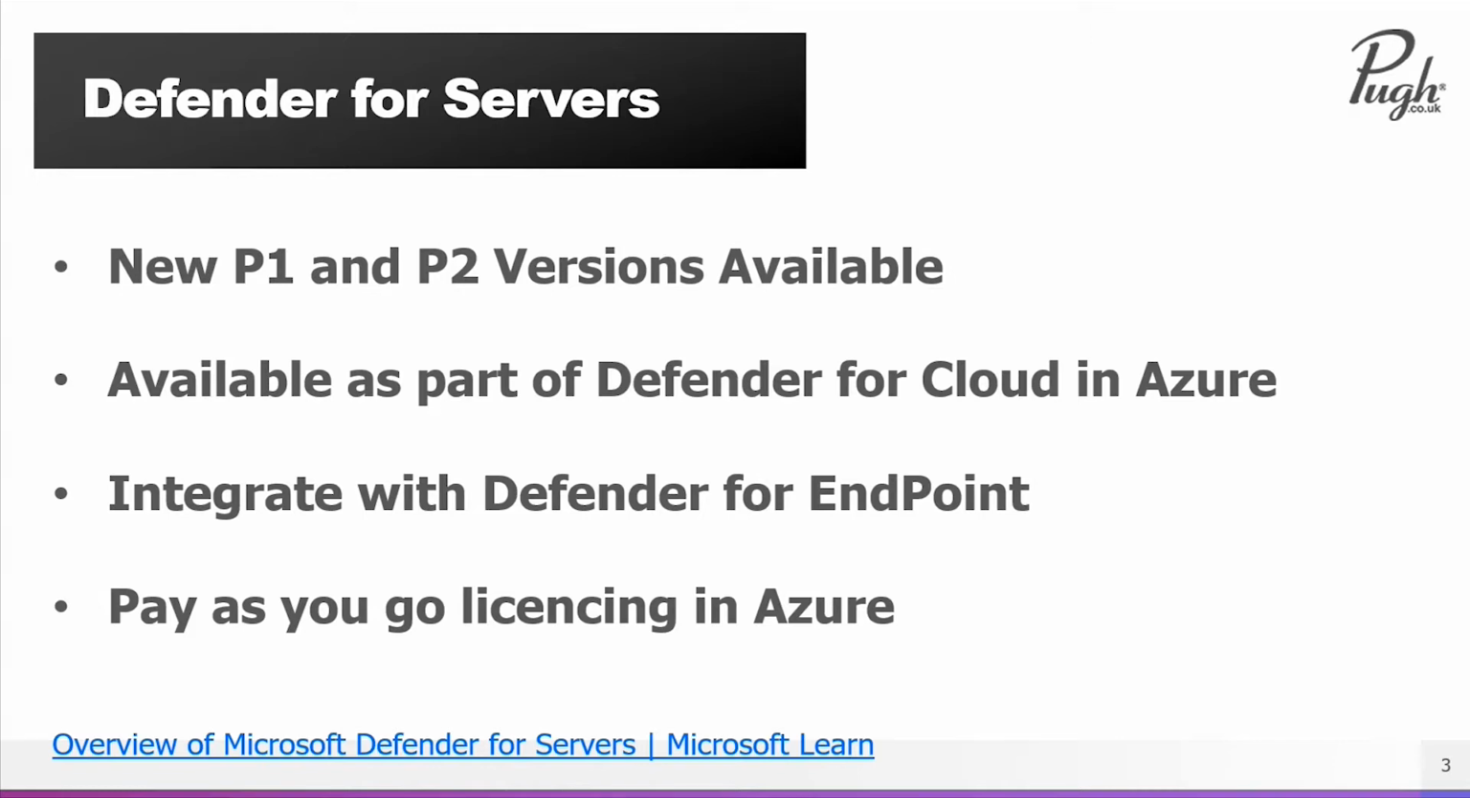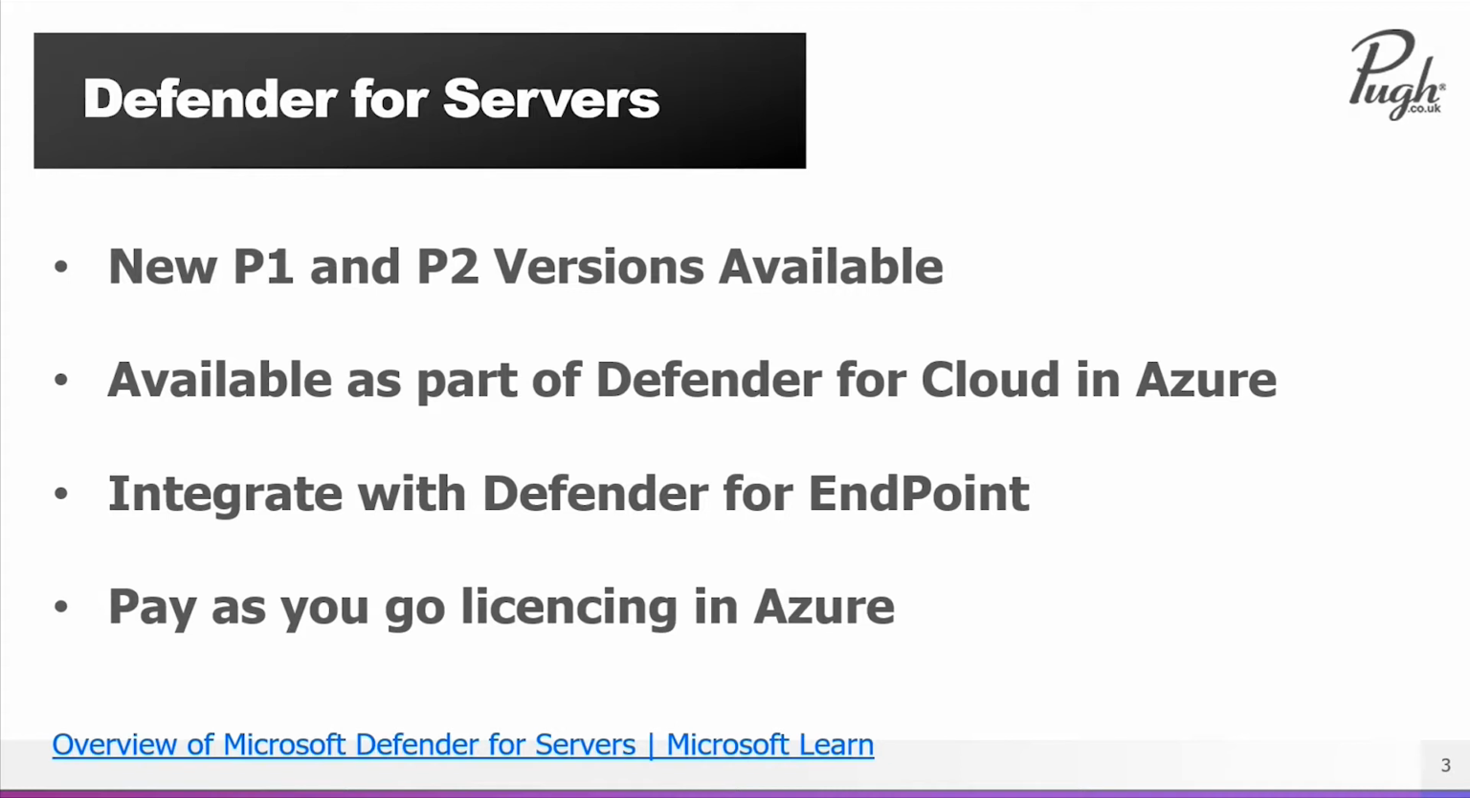But some important changes have happened in campus, and the first of them is that Microsoft Defender for Servers licensing has changed. Previously, you used to buy it as part of your campus agreement, and you would buy a license for every virtual machine that you were protecting. That has now changed, and there are two new versions available, versions P1 and P2. I'm not going to go into the differences between the two versions now, but if you want more information, the link is on the slide, and I've dropped it into the chat window as well.